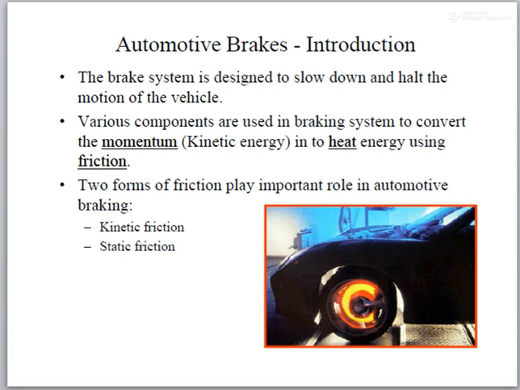There is a friction between the lining material and the rotor or the drum, and there is a friction between road wheels and the road. So there are two types of friction. The first is called kinetic friction, and the second is called static friction. अभी ये kinetic friction and static friction है किधर?